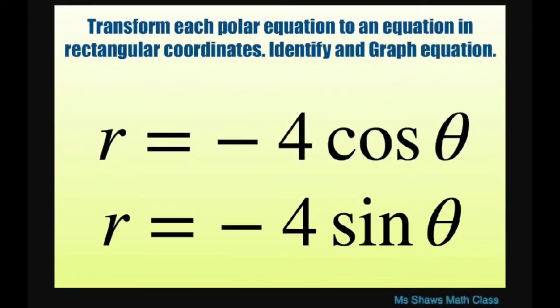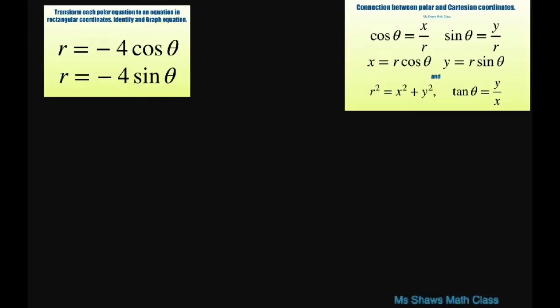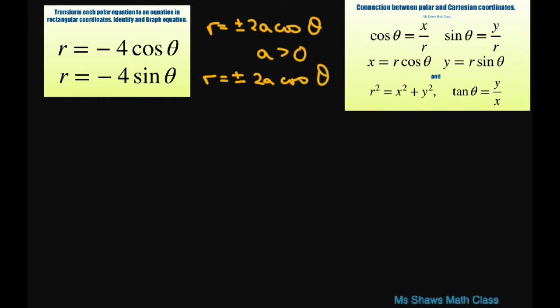Everyone, we're going to transform each polar equation to an equation in rectangular coordinates. Identify and graph the equation. Both of these have the form of, the first one, r equals plus or minus 2a cosine of theta, where a is positive, and the second one is the same thing but with sine. These are both circles, and we'll look at that in just a minute.